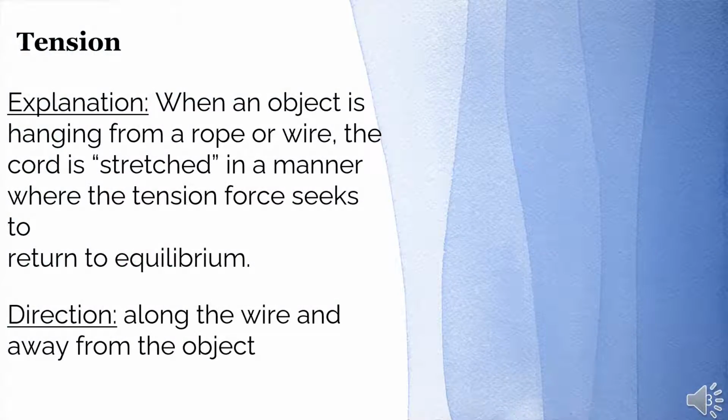As I named on the last slide, tension is the force when an object is hanging from a rope or wire. In this case, similar to a spring, the cord tries to fight against the object's pull in order to return to equilibrium. The direction of the tension force is along the wire itself and away from the object.